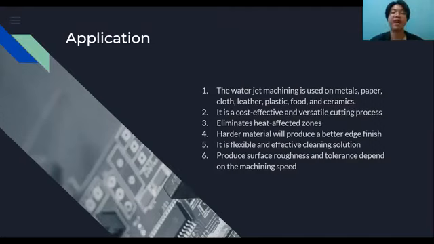So let me explain what the application of using the water jet machining is. The water jet machining can be used on certain materials or workpieces such as metals, papers, cloth, leather, plastic, food, and ceramics. This machine is considered a cost-effective and versatile process that can eliminate heat-affected zone. In this machining, the harder the material that we cut, the better edge finish it will produce. It is also a flexible and effective cleaning solution, and the surface roughness and tolerance depend on the machining speed.